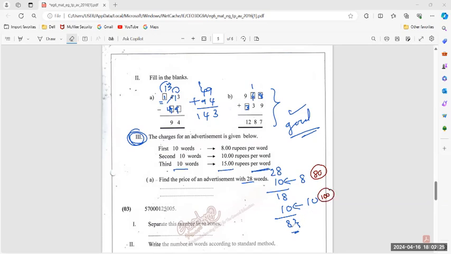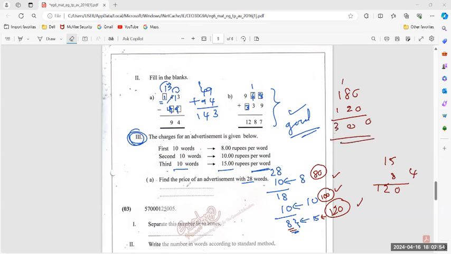Okay, so the next one is there are 8 words. Per word they are charging 15 rupees. So 15 times 8 is the charge for that. 15 times 8 is 120. So all these charges together you have to add 180 plus 120. Here 300. Okay, this is an IQ question. Even if you don't understand this, you can leave it because that is an IQ question.